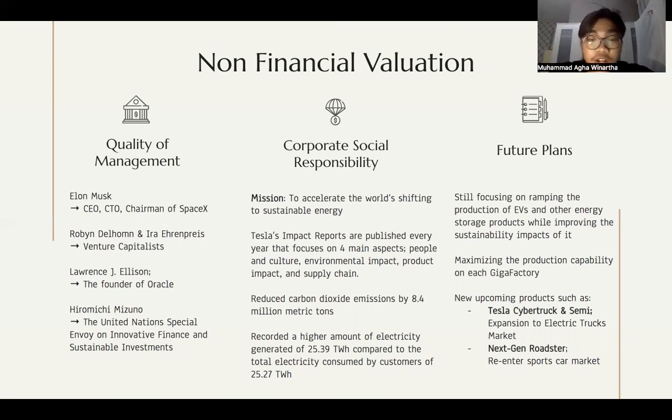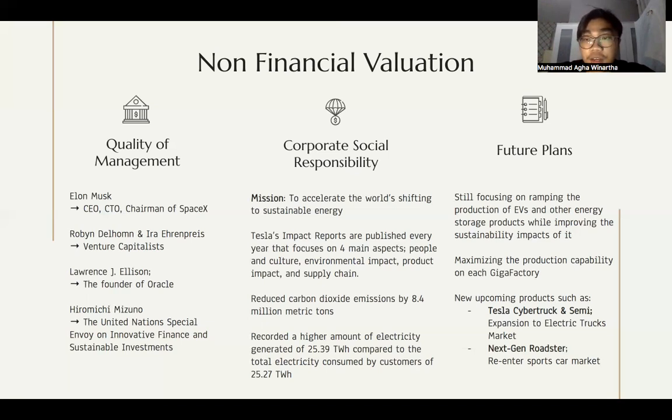Tesla's mission is to accelerate the world's shift to sustainable energy. Tesla also has been publishing its impact report every year that focuses on four main aspects: people and culture, environmental impact, product impact, and supply chain. They also claim that they have reduced carbon dioxide emissions by 8.4 million metric tons, and also recorded a higher amount of electricity generated compared to the total electricity consumed by consumers.